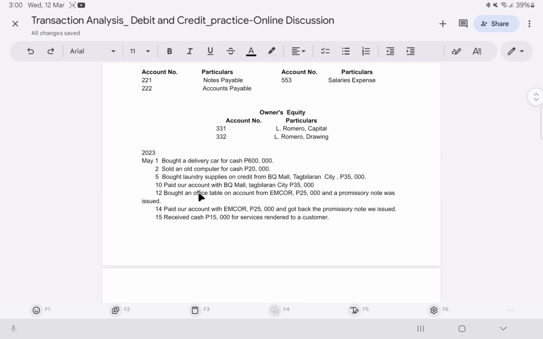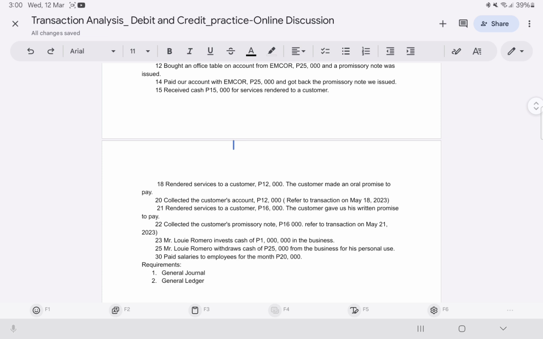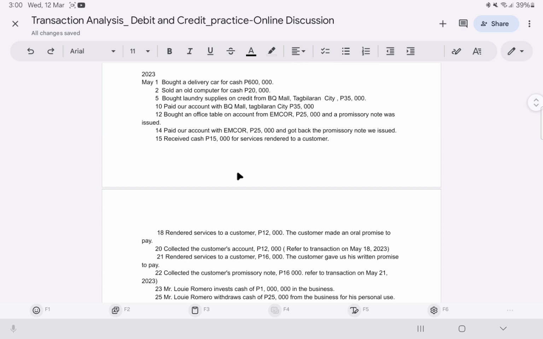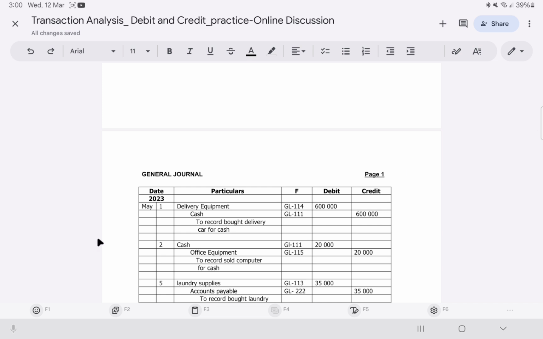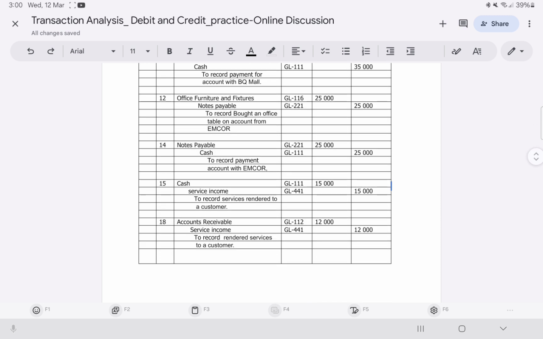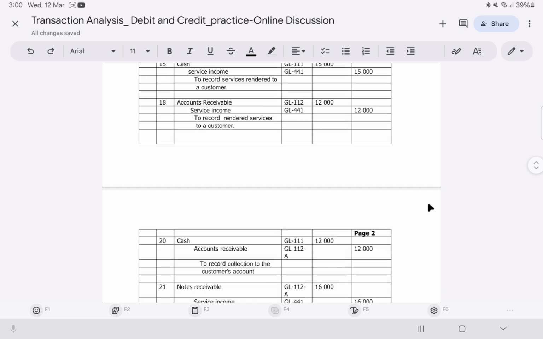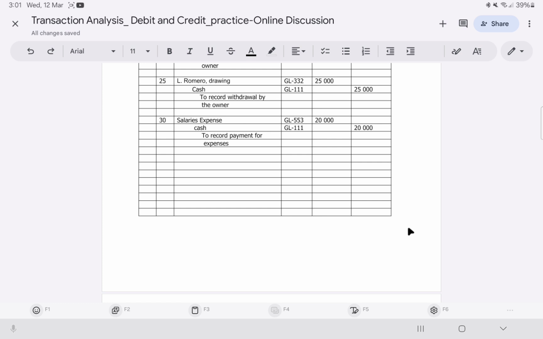So, the general journal, diba? You're done with analyzing and recording to the general journal, so we're going to post that to the general ledger. Okay? So I have here the solutions for the general journal, and we have page 1 and 2. These are the solutions. So page 1, then page 2. Okay, so let's now proceed to the general ledger.